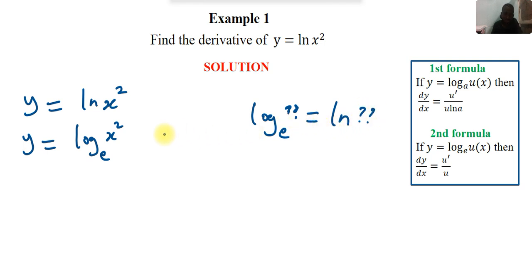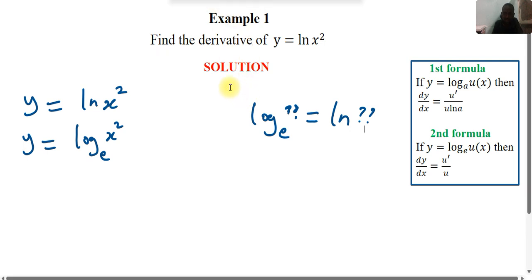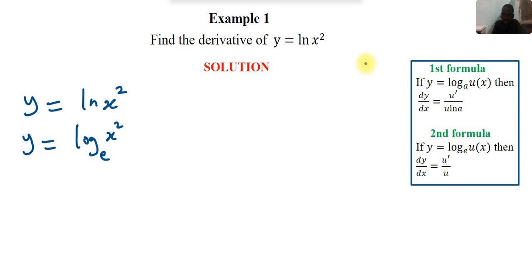So that is what we are trying to say. So I have written ln x raised to the power 2 in another form. So in this case, I believe we should be able to relate with what we have with our formula. We should be able to relate now. Okay, so if you look at it very well, if you check the first formula, this doesn't seem to be suitable for the question that we have.